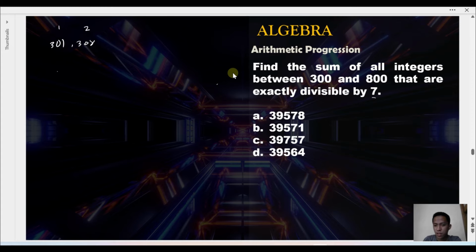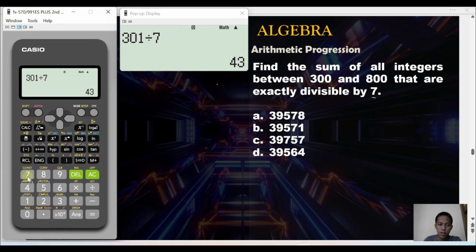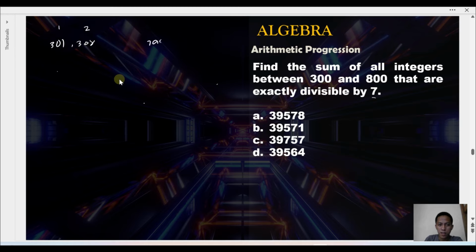So since this is between 300 to 800, ano yung number na nearest sa 800 na divisible by 7? So if you try 799, so 800 is not included since between 800 yung hinahanap. So 799 divided by 7, hindi siya divisible by 7, meron tayong remainder. Okay? So let's try 798. 798 divided by 7. Okay, whole number. Therefore, yung last term natin is 798. Hindi natin alam kung ano yung term na yan. So in order to get the sum, that is summation x, y hat, comma, 1 up to n. So ano yung n natin?